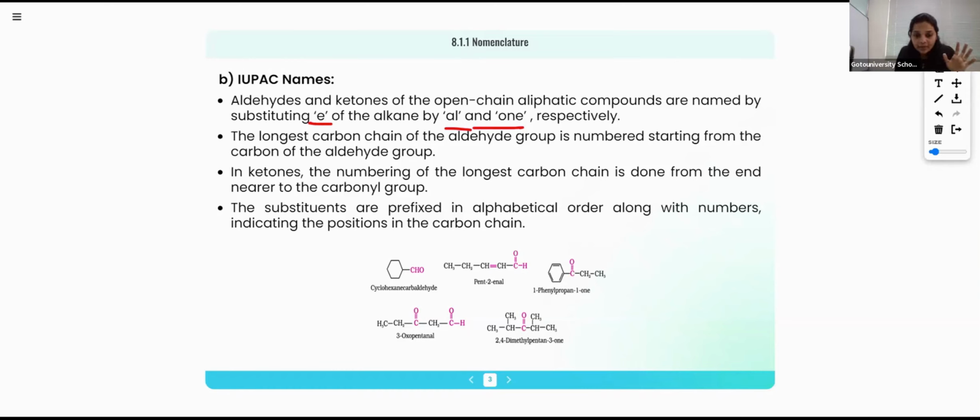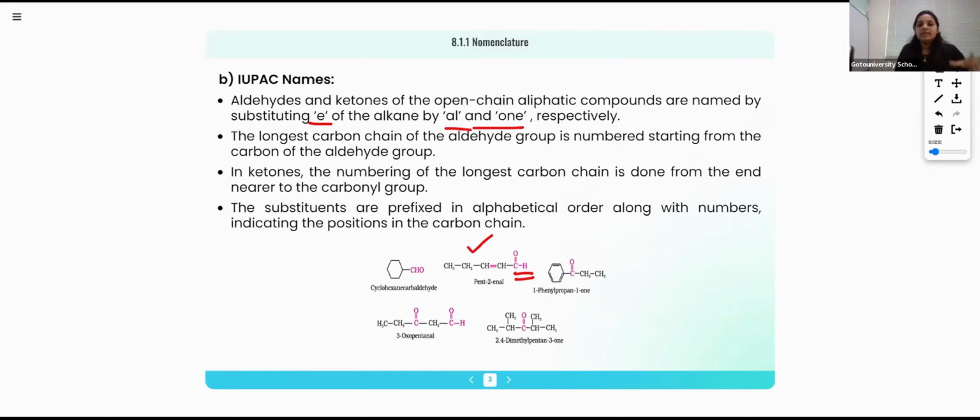Okay, see here. Pent-2-enal. Why is it like that? Because here the second carbon has the priority going to this group, and the second carbon has a double bond. So it will be pent-2-enal. Got it? So the same way we have to name this compound.